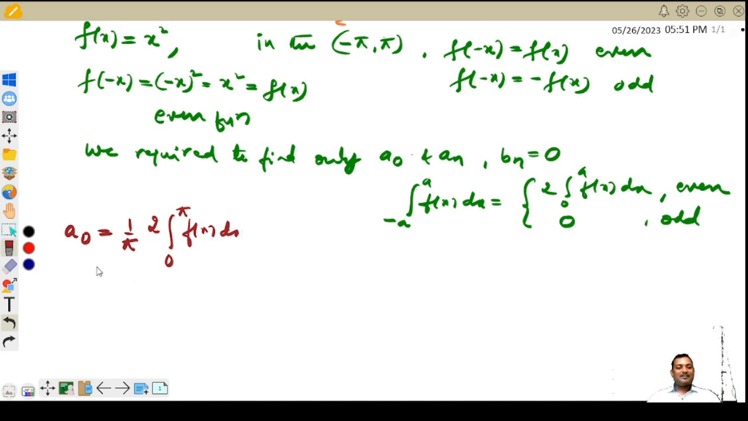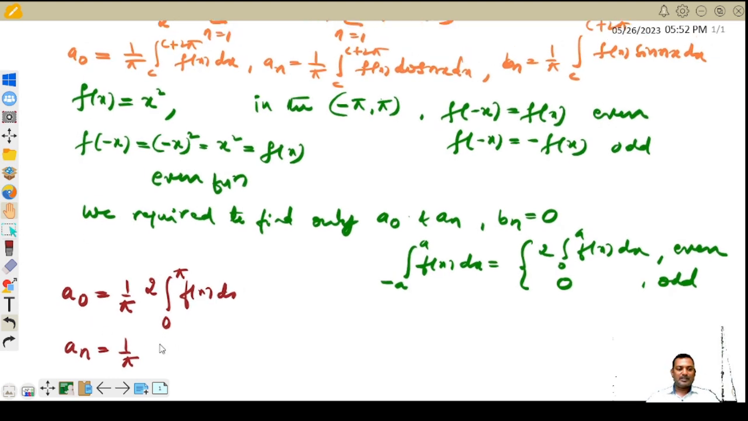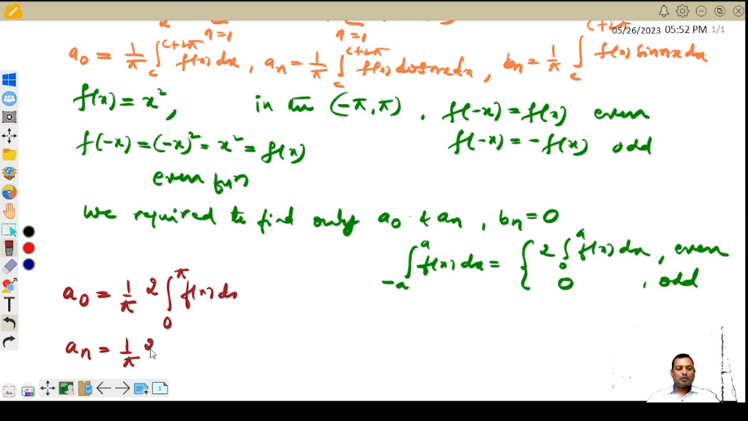Okay. Then what is the value of an? An is equal to again 1 by pi. Since f of x is an even function, and cos nx is also an even function, the product of two even functions is again an even function. Therefore, it will become 2 times the integral from 0 to pi of f of x into cos nx into dx.